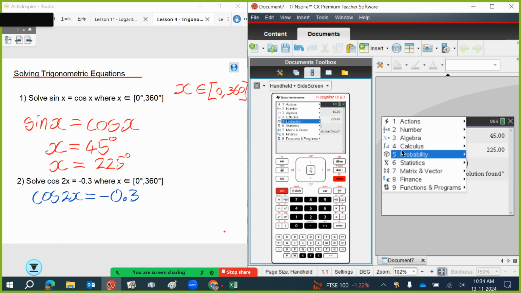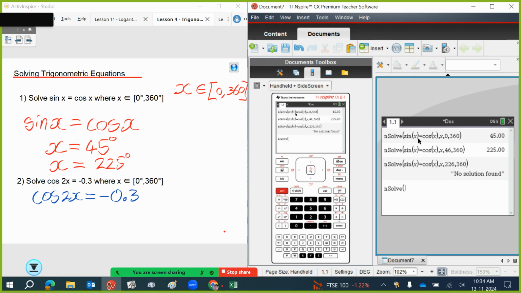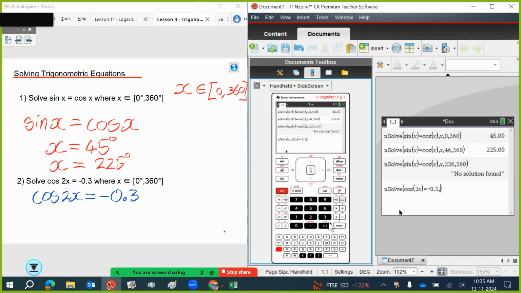So menu, algebra, NSolve. Type in the equation that we're going to solve. We use the trigonometry, so let's pull up the cosine. We want 2x equals. Now for the negative symbol, use this negative symbol here under the 3. Don't use the subtraction symbol. And then we want 0.3, comma x, and then type in our interval, 0 to 360.